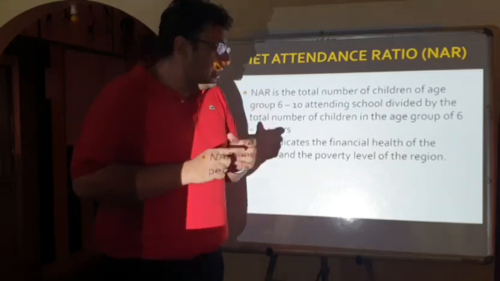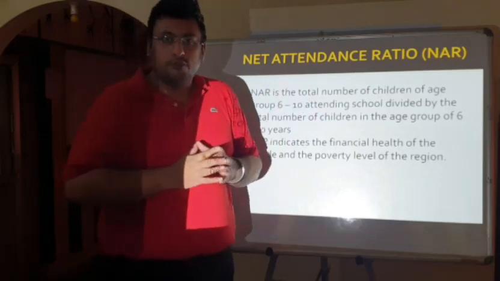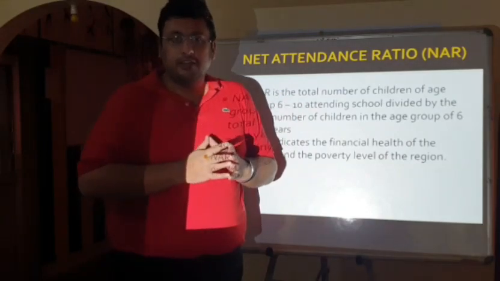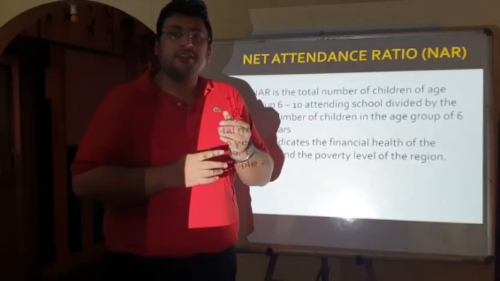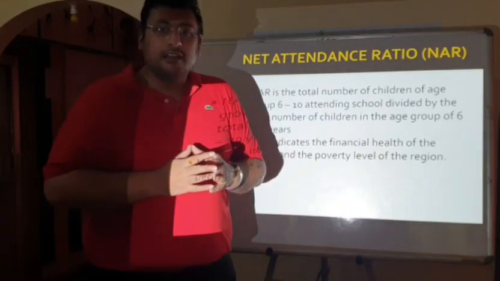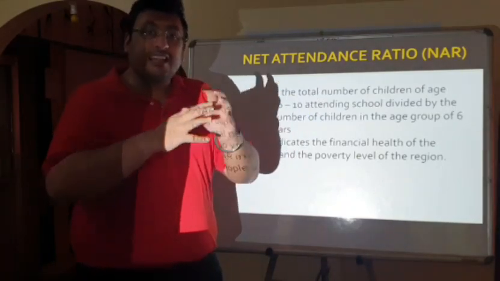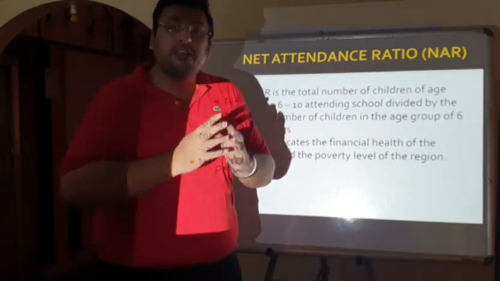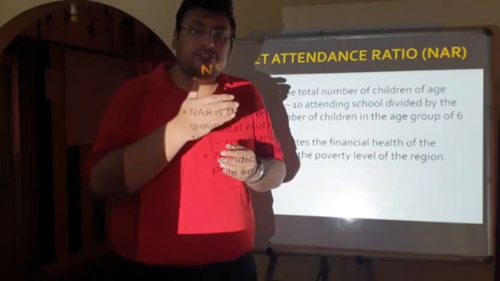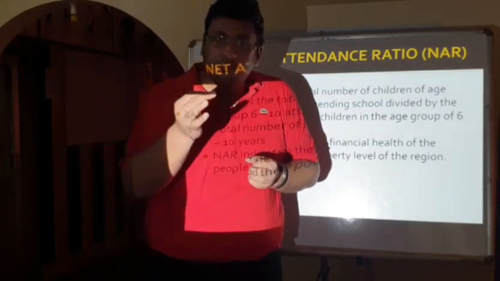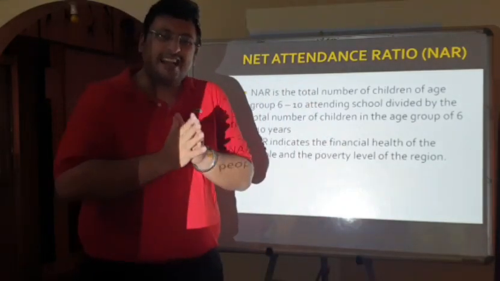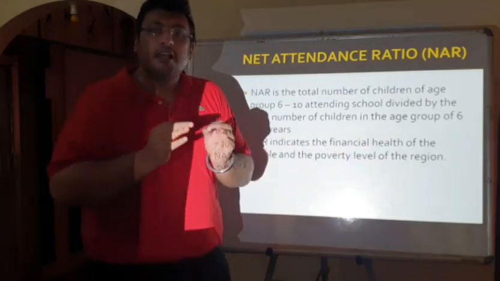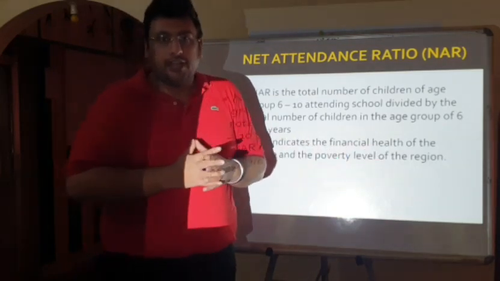Right? Therefore, if the net attendance ratio is higher, that means the area has good financial health. But a lower net attendance ratio means fewer children are going to school. What does that show us? That the area is financially challenged, because the parents are not able to pay the fees, or the parents are sending their child to work somewhere and earn money for the family. Therefore, net attendance ratio indicates the financial health of the region or the country or the state.